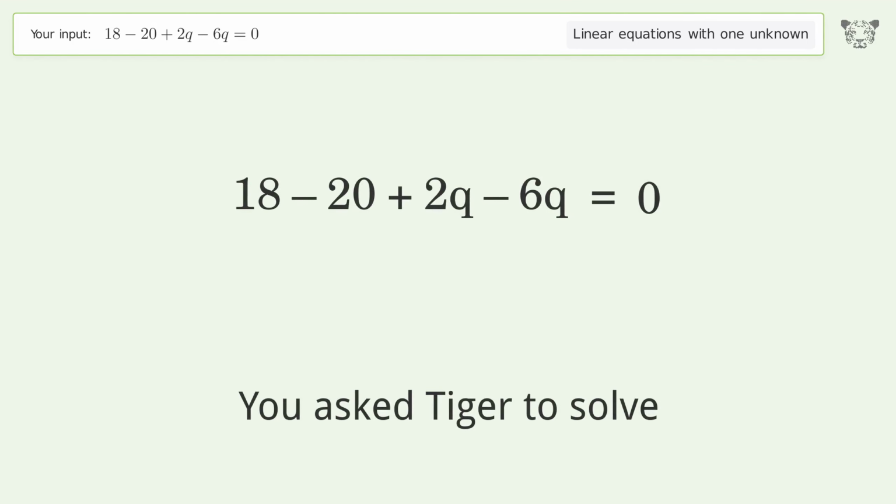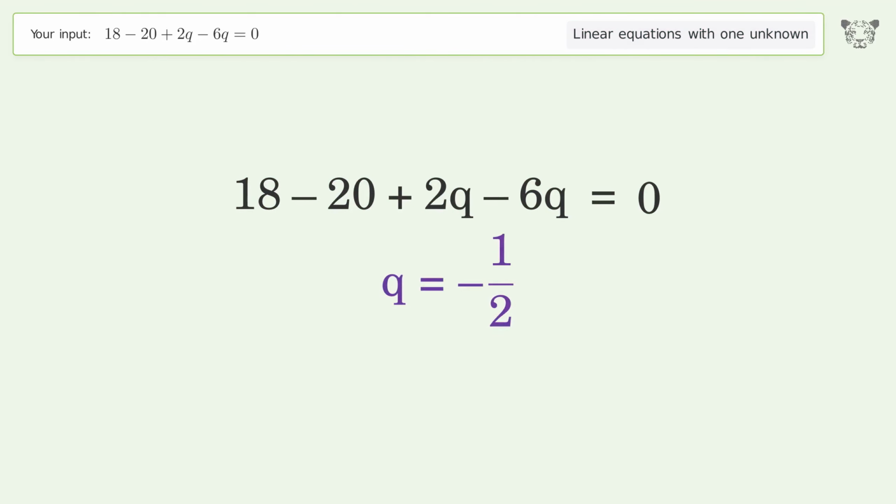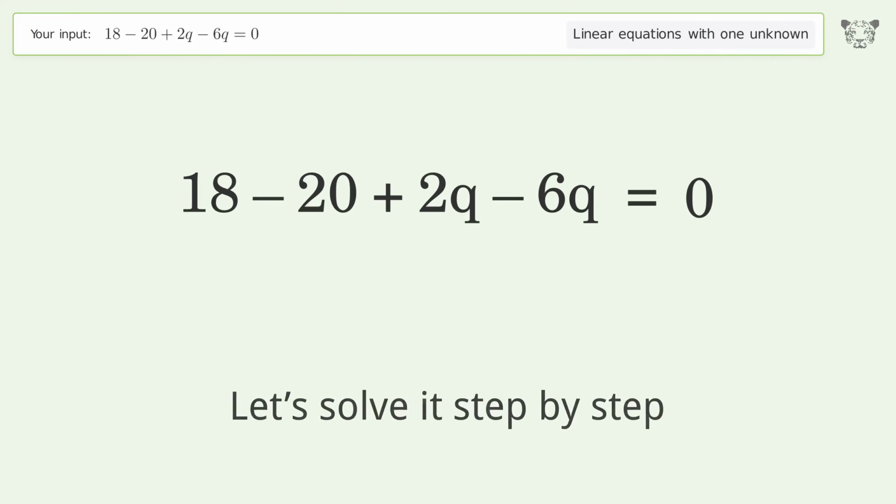You ask Tiger to solve this. This deals with linear equations with one unknown. The final result is q equals -1/2. Let's solve it step by step.